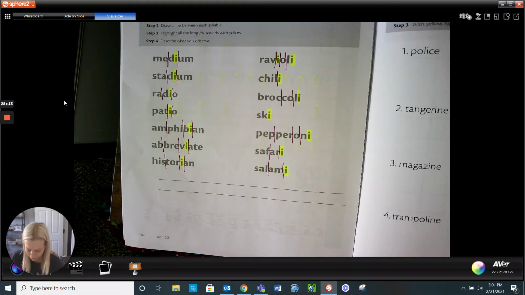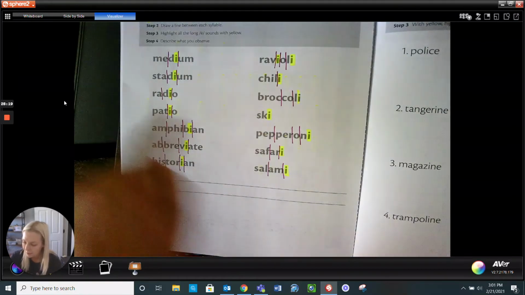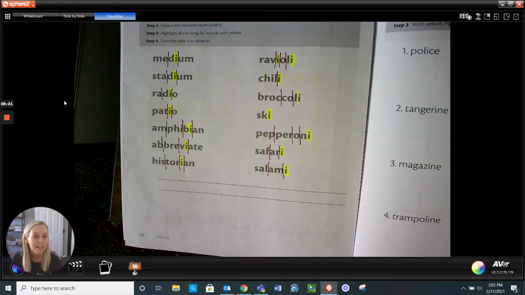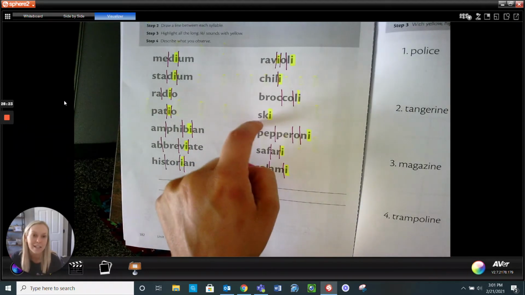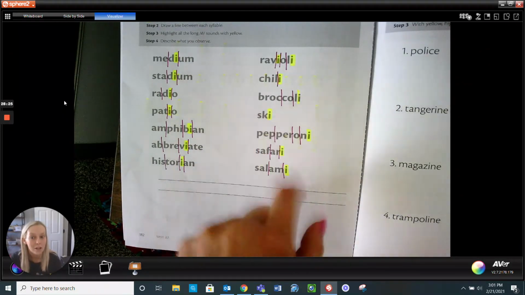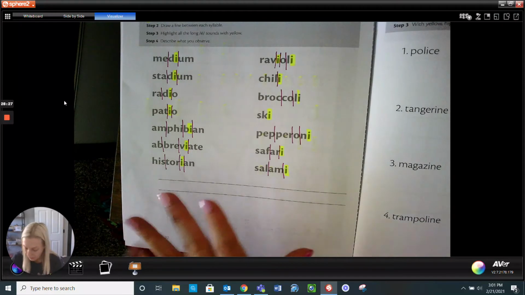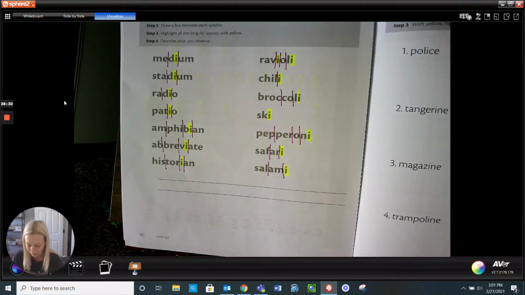Good. What part of speech are each of these words? They're all nouns, except for ski. Ski can also be a verb, but ski is also a noun. So they're all nouns. Ski is a noun and a verb.